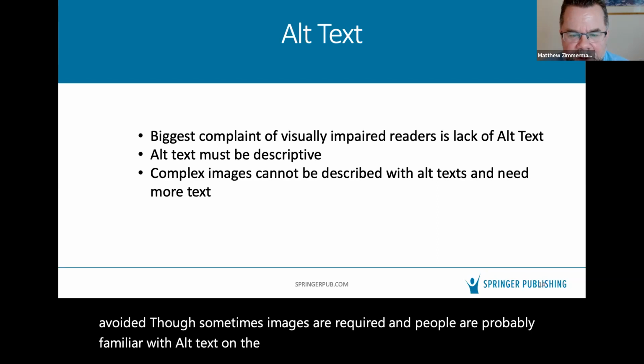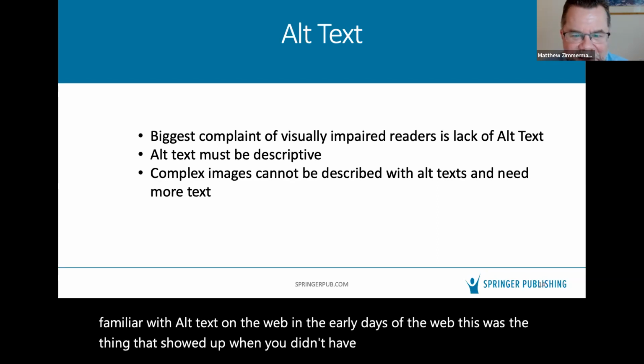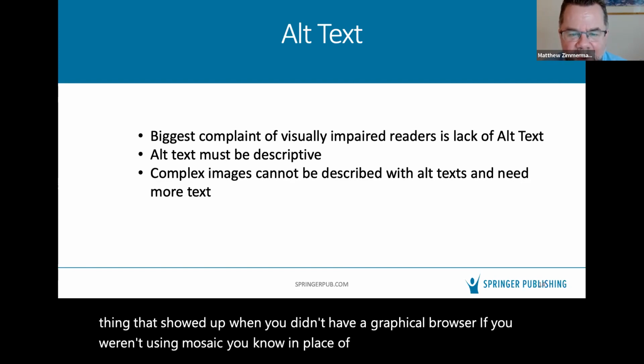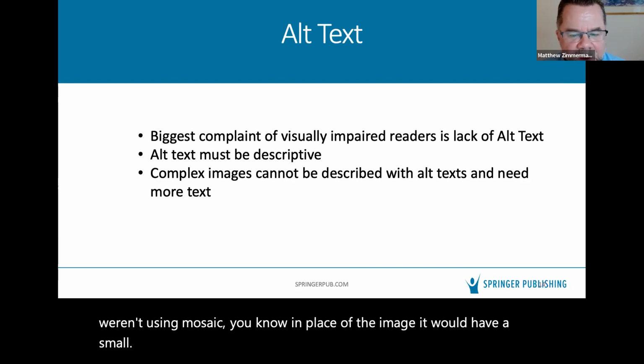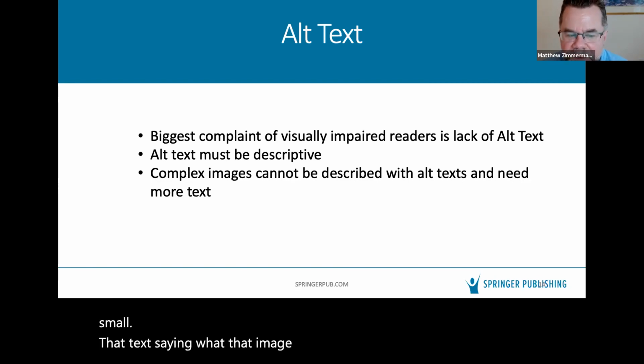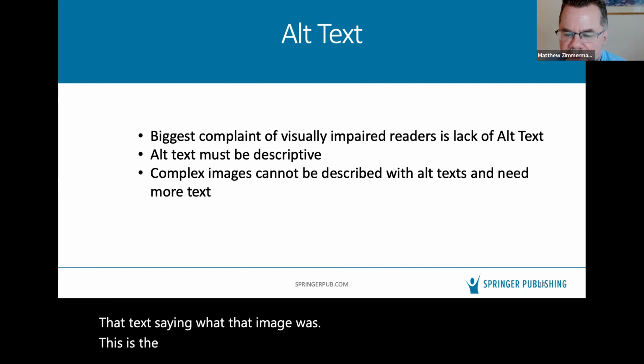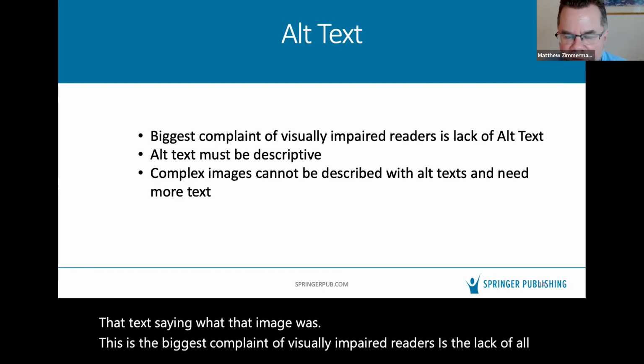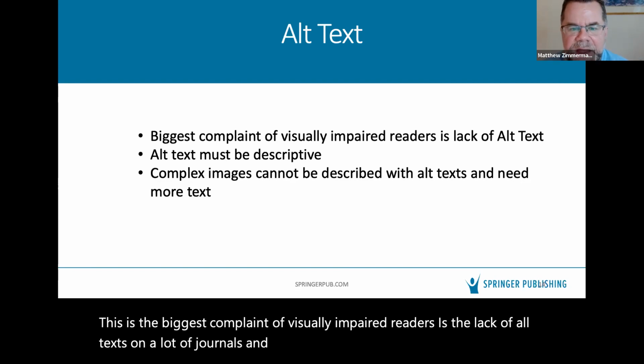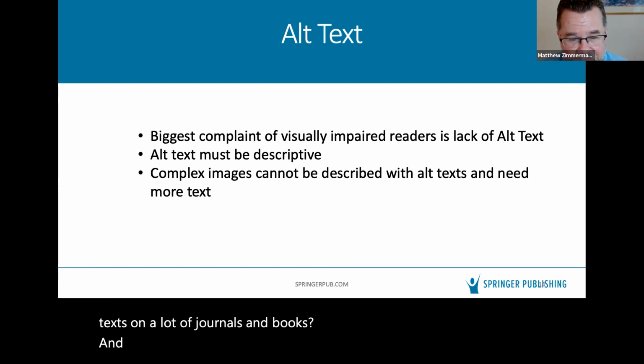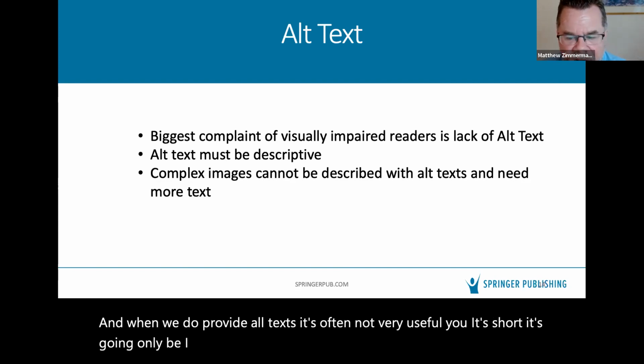In the early days of the web, this was the thing that showed up when you didn't have a graphical browser. If you weren't using Mosaic, in place of the image, it would have a small text saying what that image was. This is the biggest complaint of visually impaired readers, the lack of alt text on a lot of journals and books. And when we do provide alt text, it's often not very useful. It's short, it can only be, I think, 140 characters.